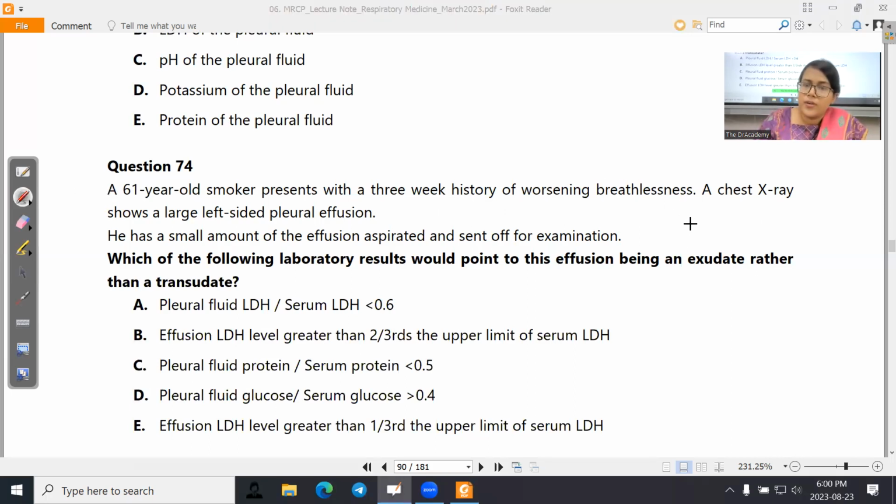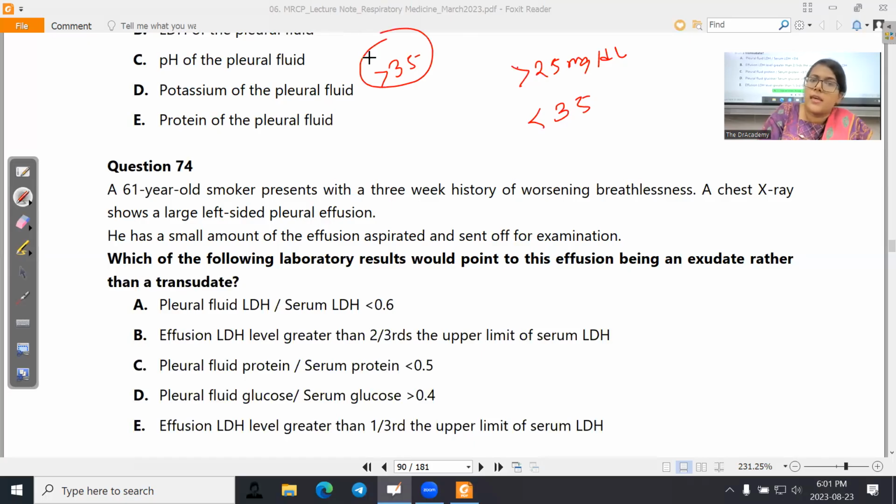So the Light's criteria is whenever you're having the protein amount more than 25 mg per dl in case of a pleural fluid aspiration, but this is less than 35, okay? So when this is more than 35, we are sure that this is a case of exudative pleural effusion. But when the range is between 25 to 35, that's when we are having doubts whether this is exudative or transudative. In that case, Light's criteria is applied.